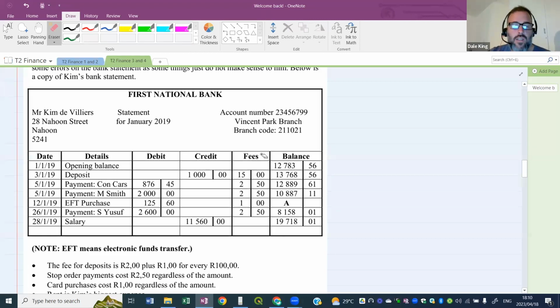And then to the right of that, we've got the fees column. These are all the banking fees. Hey, that's fantastic, the bank takes our money. And then on the right-hand side at the end, we've got the balance column. So this is keeping a track record of your bank balance.